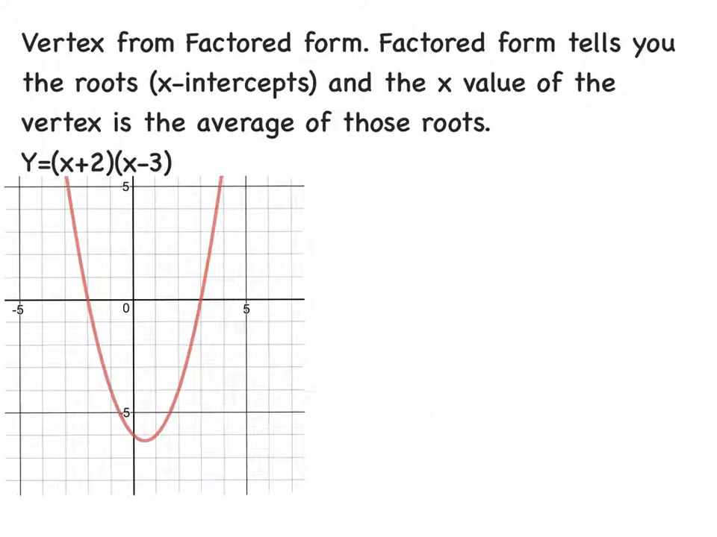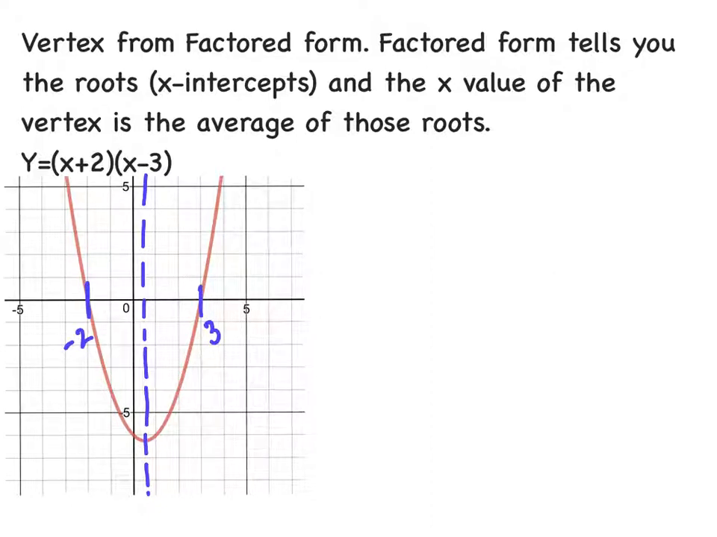So finding the vertex from the factored form, what we want to look at here is what this looks like on a graph. So if we have our two x-intercepts, here we're at -2 and +3. Now this is going from factored form, so this is our second method of finding the vertex. We're also going to have what's called an axis of symmetry going straight down the middle, and that's where we're going to find our vertex.